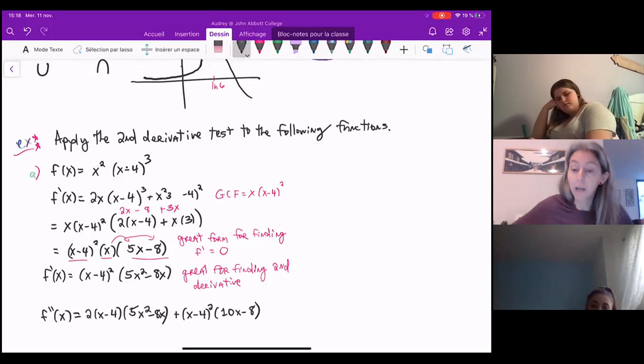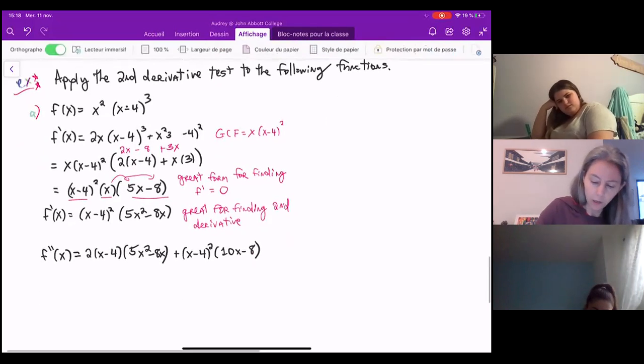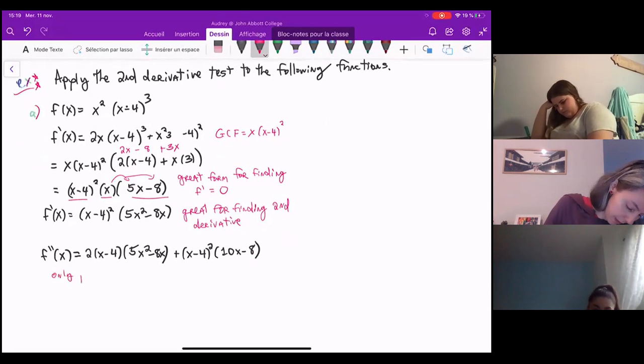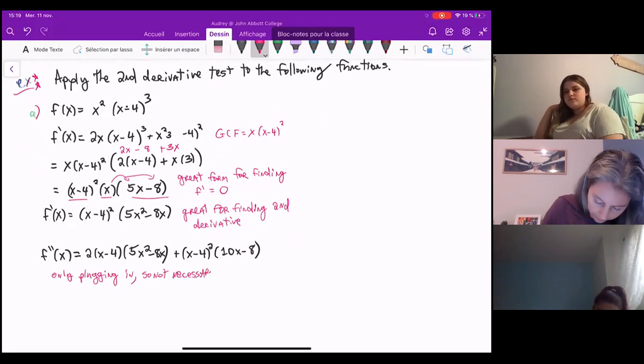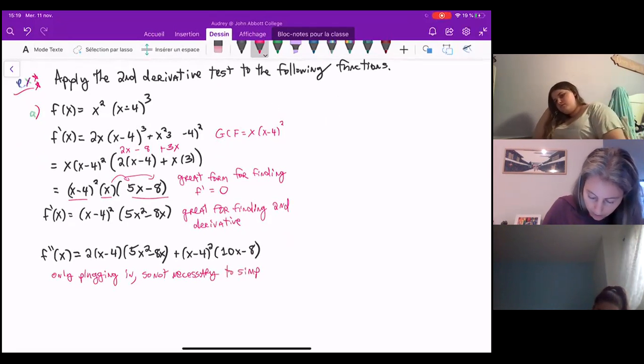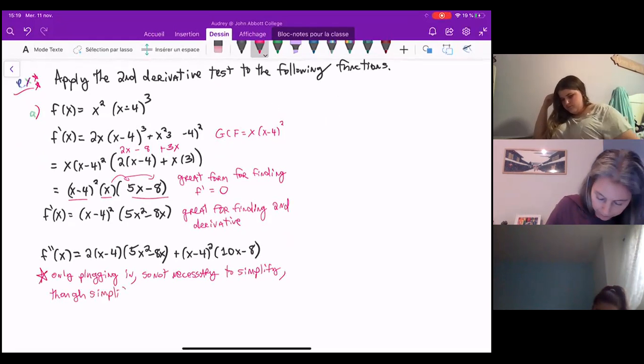And now, because I'm only plugging in here, I don't have to simplify this. It actually sometimes helps, makes it easier to plug in if you simplify, but it's not necessary. So here, only plugging in. So not necessary to simplify, though simplification might make plugging in easier.